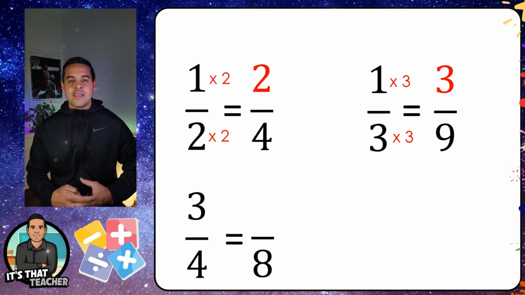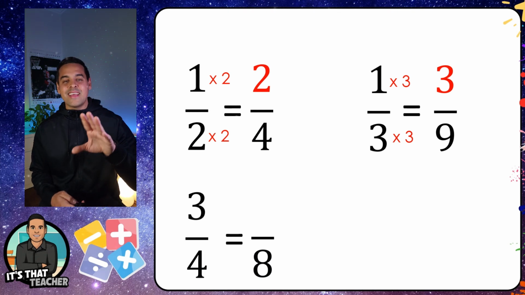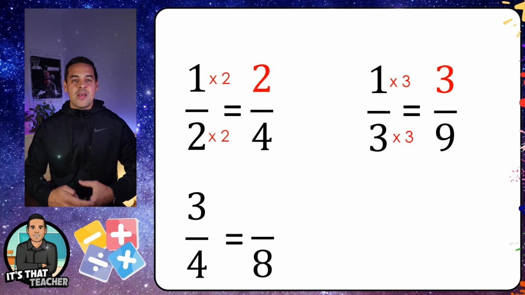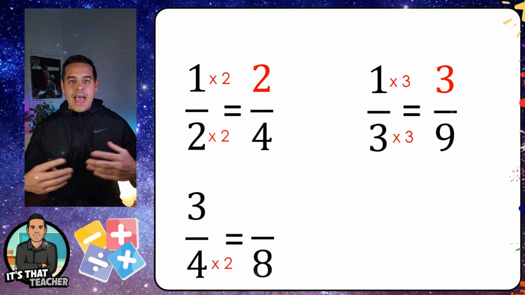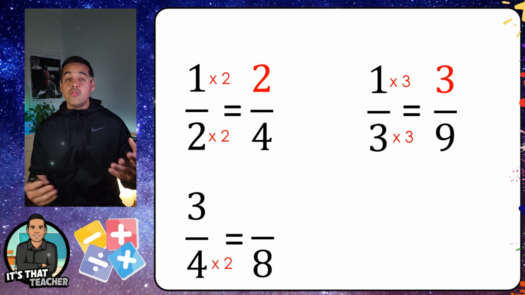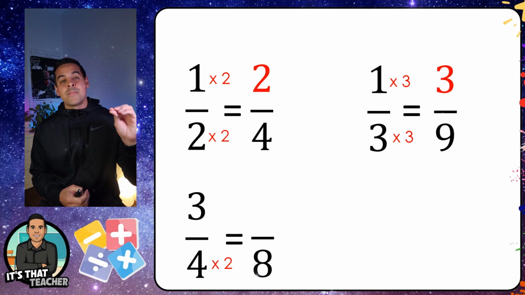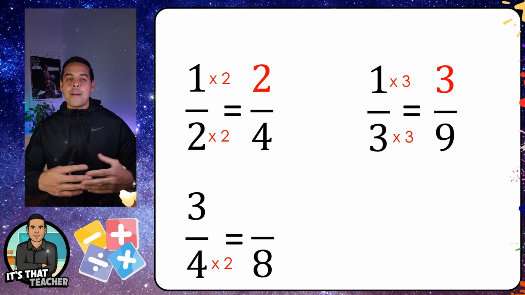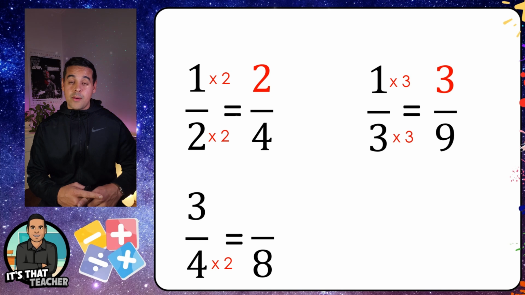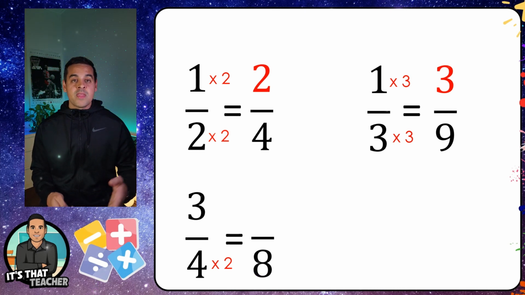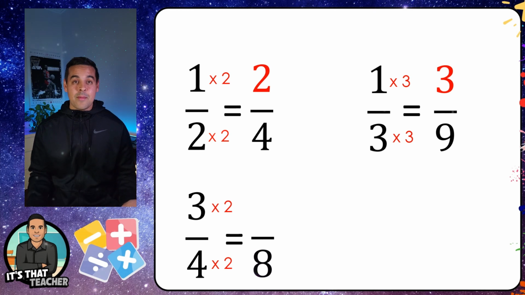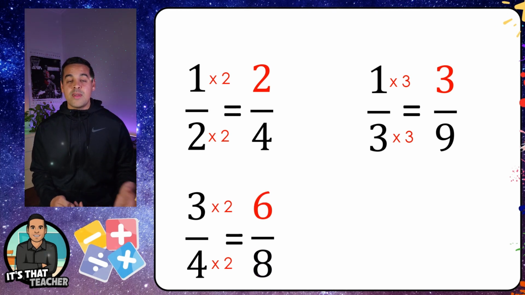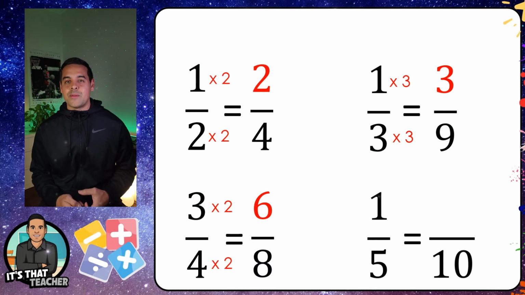Now, our second last fraction here is 3 quarters equals how many eighths? So what do we do to the 4 to make it 8? What has happened to that 4? What have we multiplied that 4 by to equal 8? You know that's 2. So we need to times the top number by exactly the same amount, which is 2. So 3 times 2 is 6. So 6/8 is your fraction.